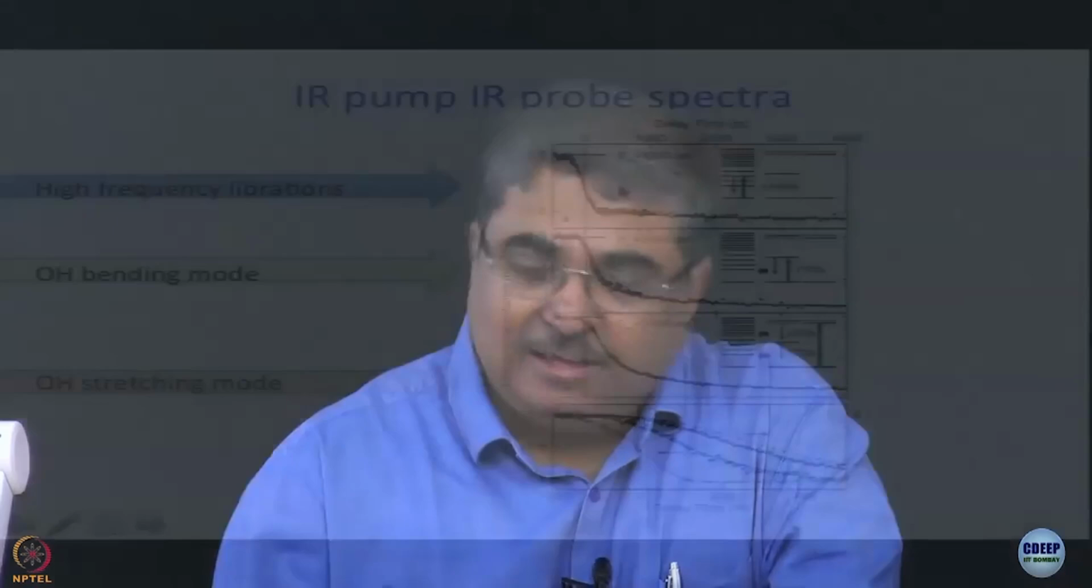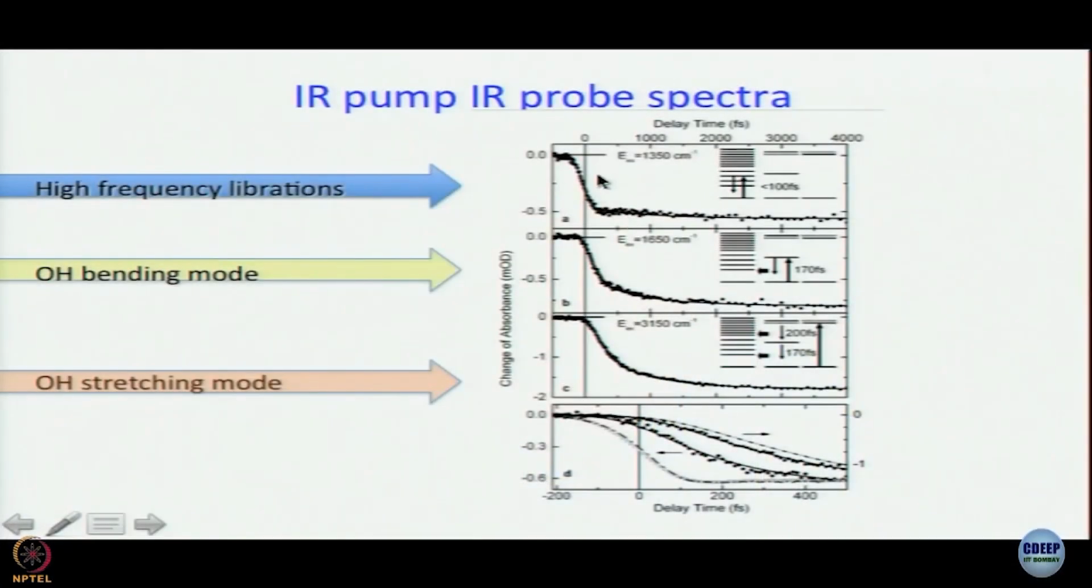Quantitatively, if you look at the traces, this is what you see. When you excite high frequency librations directly, the rise is actually instantaneous. This little bit of what looks like a slope is because of the instrument response function. You are not using a delta pulse anyway. When you excite the OH bending mode, do you see the rise? Yeah, this one is instantaneous. Now, compare this with this. This is the instantaneous part, and there is a rise.